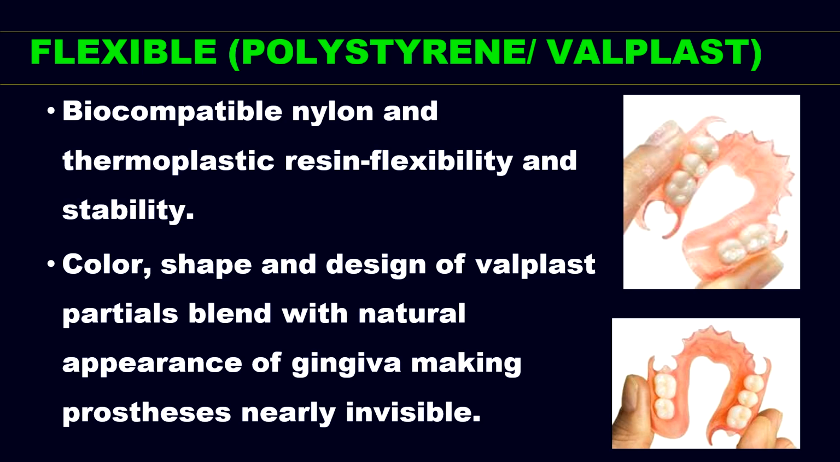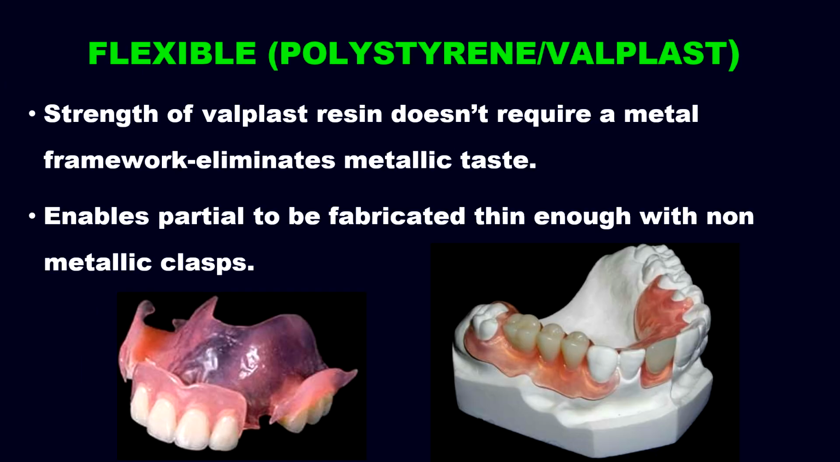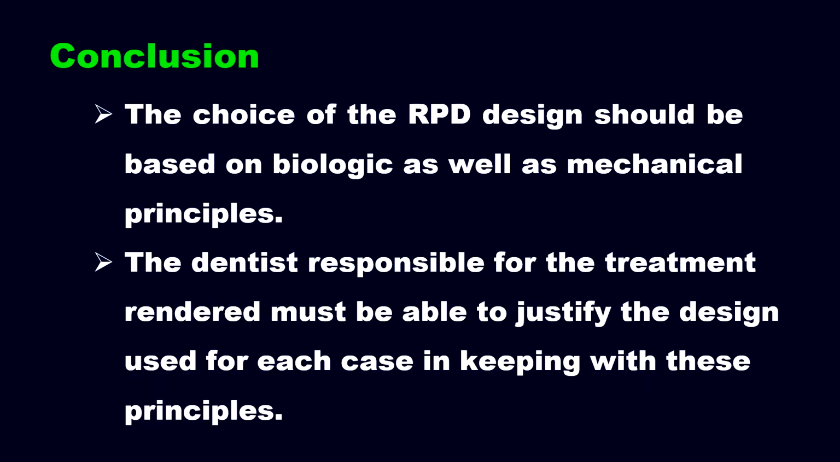We can see in the images that the dentures are much more flexible than the conventional clasp prostheses. The strength of Valplast resin doesn't require metal framing, and it eliminates the metallic taste. It enables the prosthesis to be fabricated thin, without any metallic clasps.